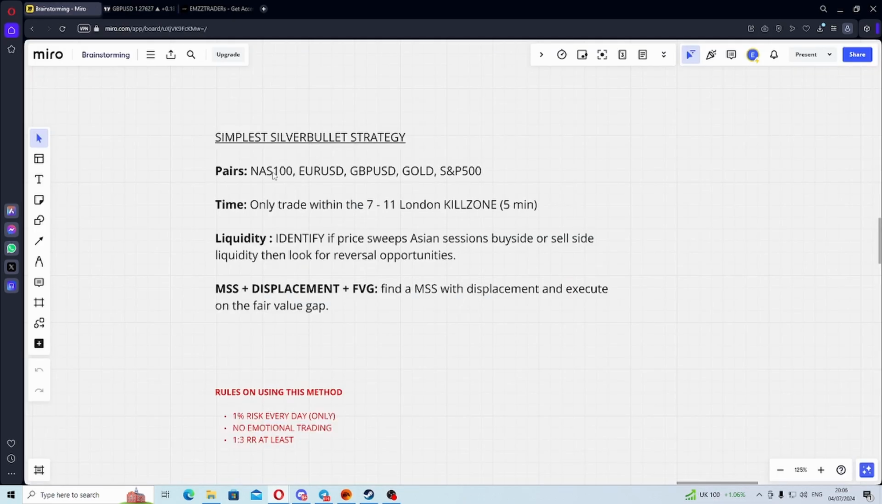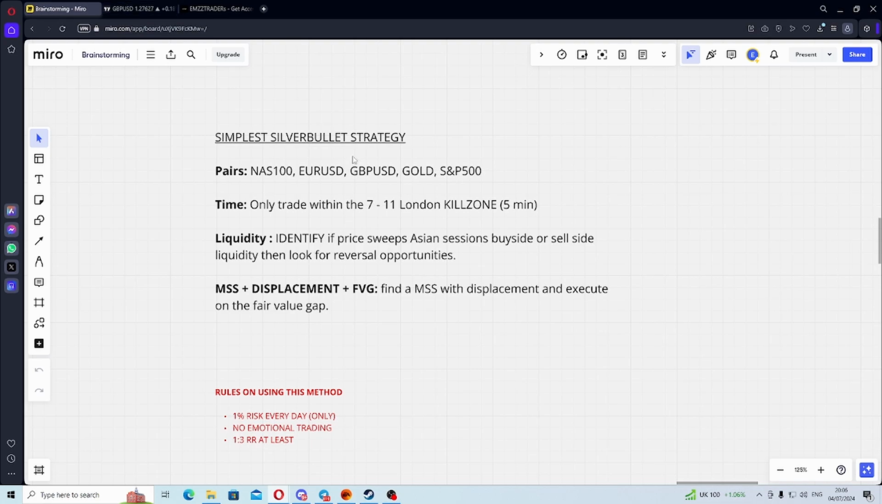As you can see, I have this checklist right here that we need to mark out to make sure we get the maximum amount of profits from this strategy. So we have NAS 100, EUR/USD, GBP/USD, Gold, and S&P 500. I'm going to be using GBP/USD today because it works on all of these, okay?